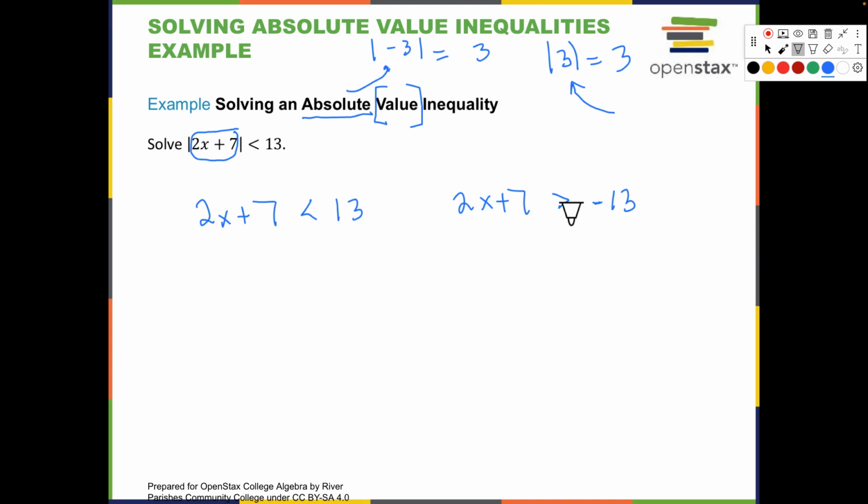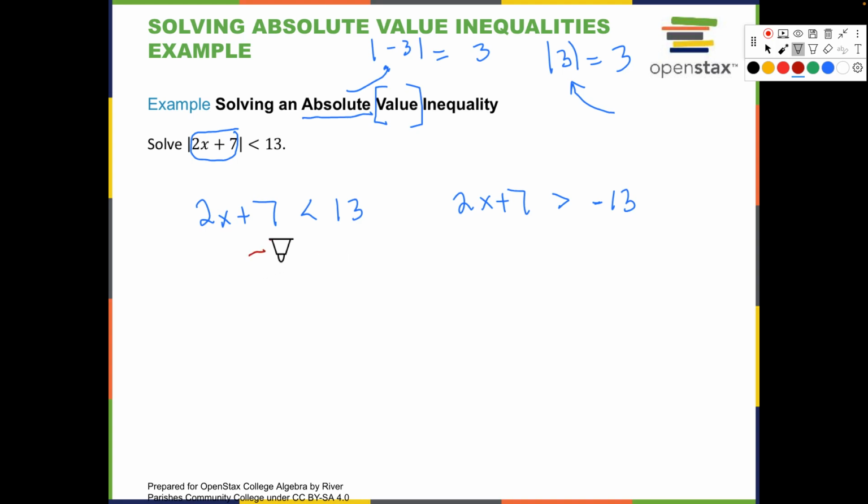We're comparing to 13, sort of the boundary. So we solve for one side, in this case less than 13. And then the other one, we flip the symbol and get that relationship to negative 13. Now some of these are ands and some are ors, and I can't ever remember which one until I get done. Now we solve each one individually.